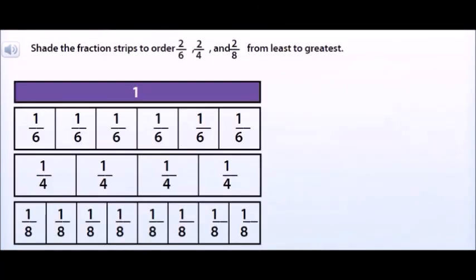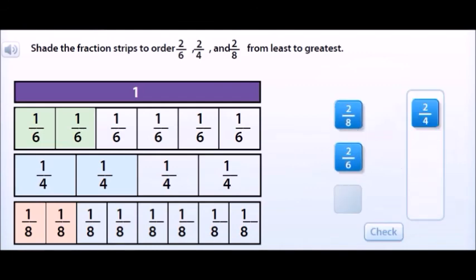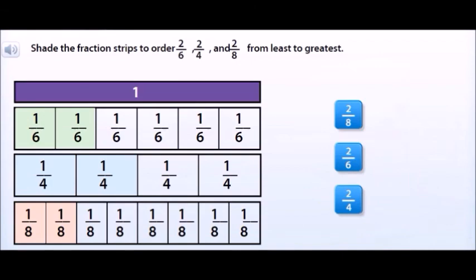Here's another problem for ordering fractions. Let's shade the fraction strips to show 2/6, 2/4, and 2/8. So we need to shade 2 unit fractions in each strip. The least fraction is 2/8. The greatest fraction is 2/4, and 2/6 is in between.